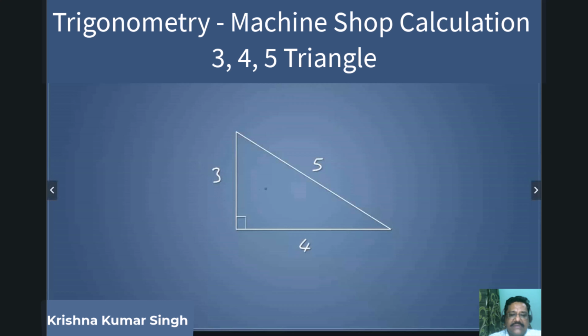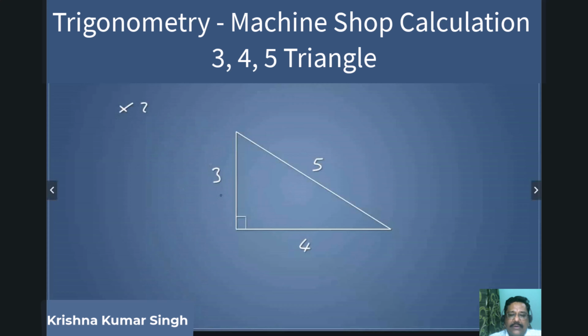So now, scalability. Another significant feature of the 3-4-5 triangle is its scalability. The ratio of the sides, 3:4:5, can be multiplied by any number to create a larger or a smaller triangle with the same properties.